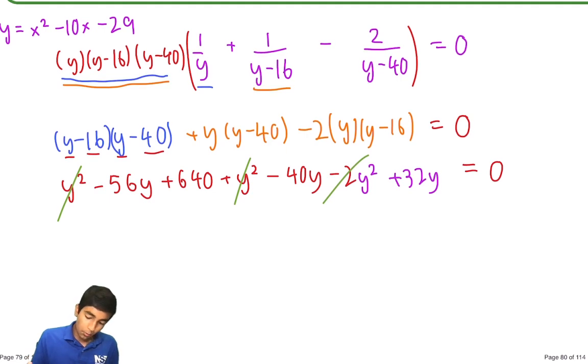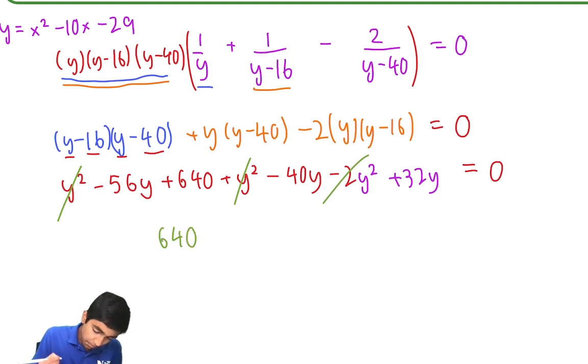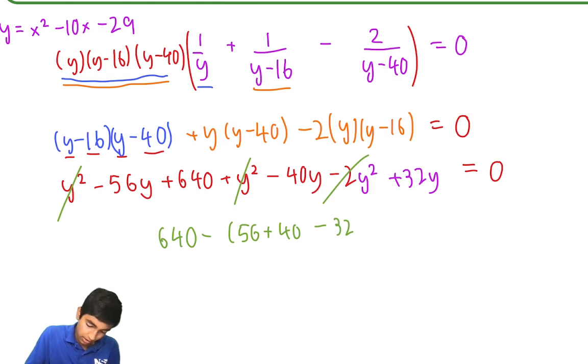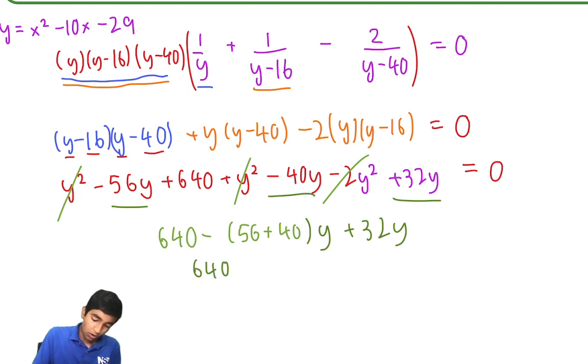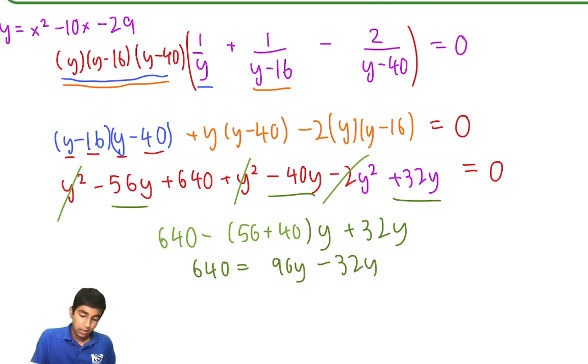So now let's see what other terms we have. We have 640 minus 56 plus 40, minus 32y. Or let me write this in a way that's more clear: minus (56 plus 40)y, because of these terms, and then plus 32y. So 640 equals 96y minus 32y. We just move it to the other side, because this is equal to 0. This goes to the other side, and this becomes negative. So 640 equals 64y. So y equals 10.